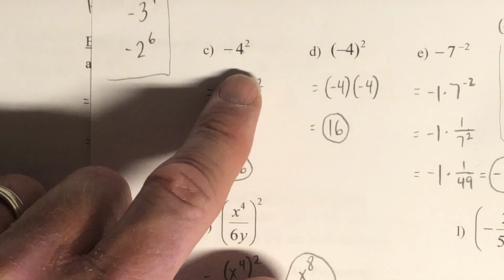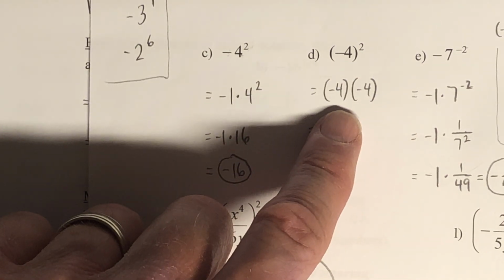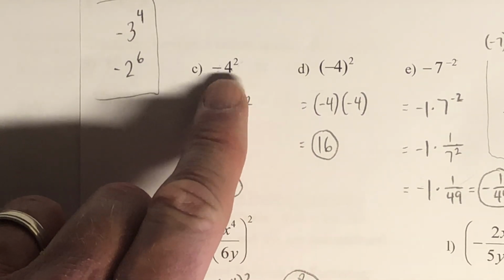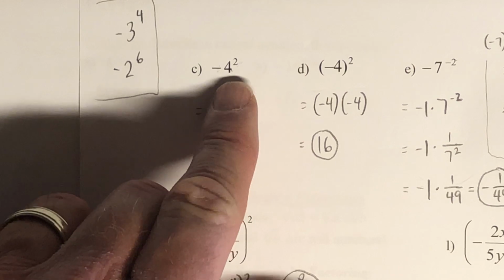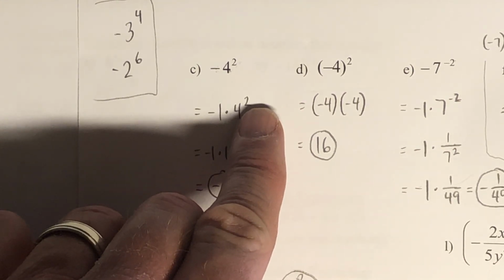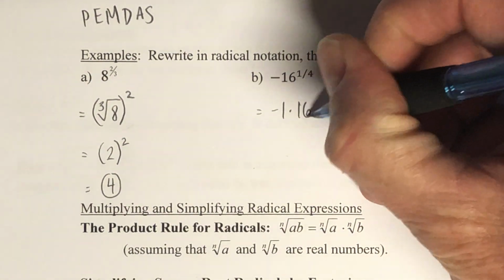Just like here, there's no parentheses, whereas here there is. We do that kind of thing differently. We'll talk about that too. But it's the same thing here. Negative 16 to the 1/4 power, no parentheses. You do negative 1 times 16 to the 1/4. And so that's exactly what I'm going to be writing here.